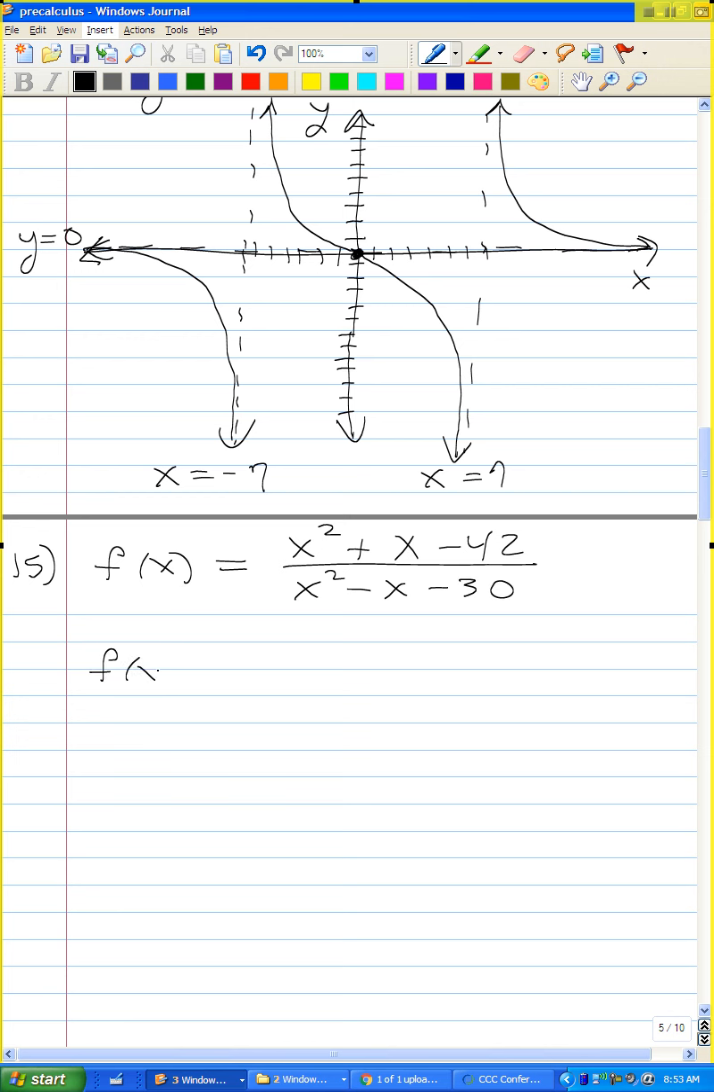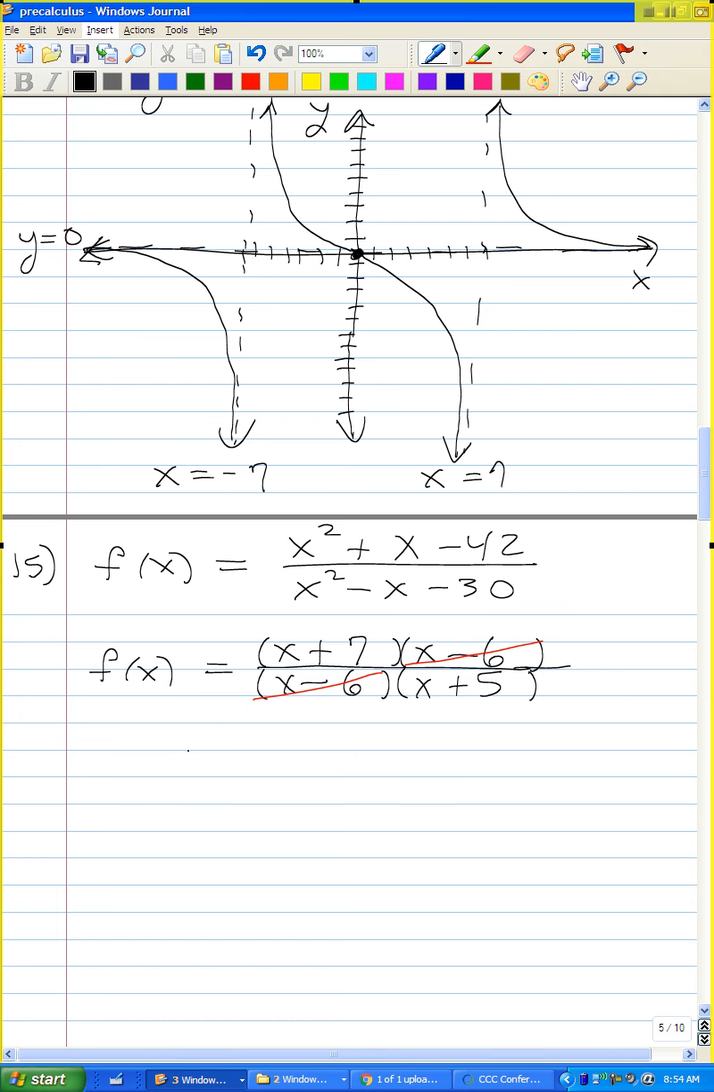Okay, so let's simplify this. Let's factor. Bring down the plus. Times minus is minus. I want two whole numbers whose product is 42 and whose difference is 1. So it's 7 and 6. Again, I have a nice monic polynomial. Bring down the minus. Times minus is plus. I want two whole numbers whose product is 30 and whose difference is 1. So 6 and 5. So now, notice I can cancel these.